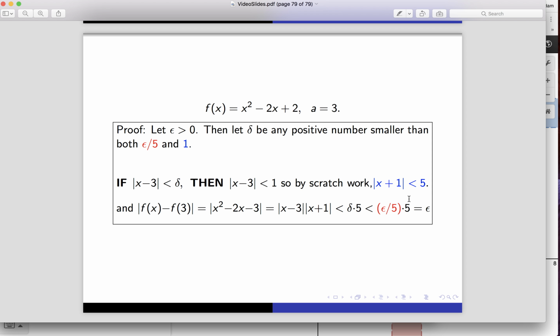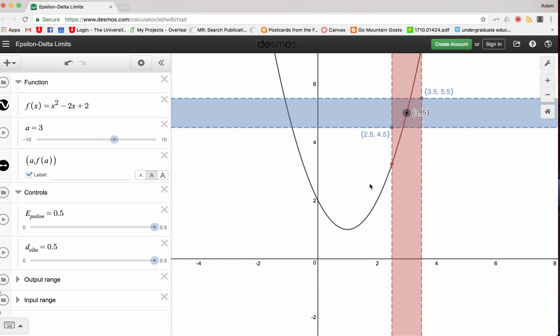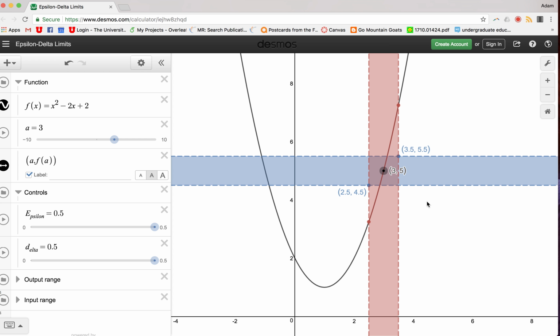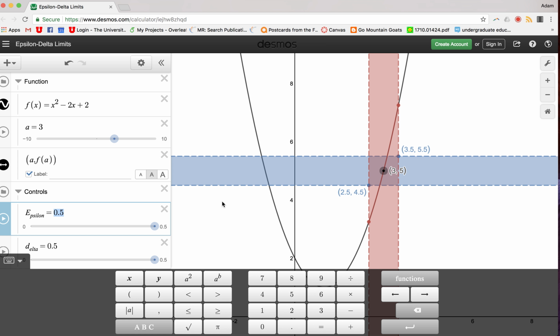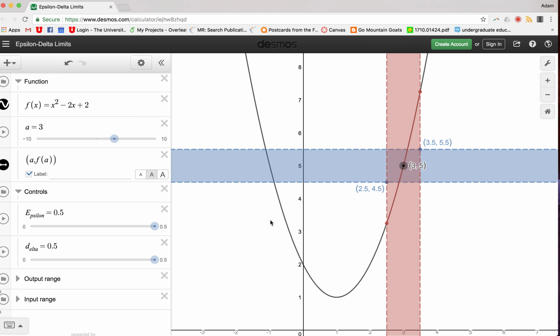But let's go over to Desmos. So here in Desmos we've got our function, x squared minus 2x plus 2. I've got a equals 3, so this is the point (3, 5). And let's plug in a value of epsilon. Right now epsilon is 0.5. What we can see is that whatever our value of delta is, it's not good. We've got this red region here. We've got inputs that are pretty close to 3, but their outputs are way up here, outside this allowable range.